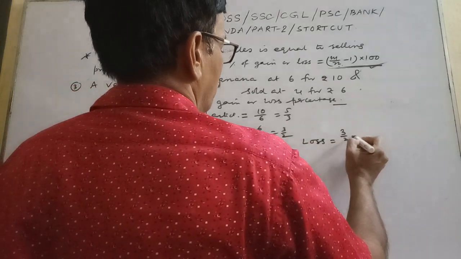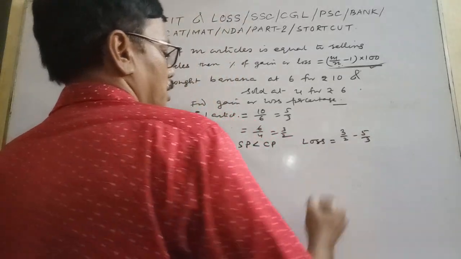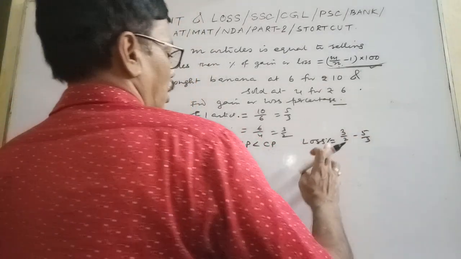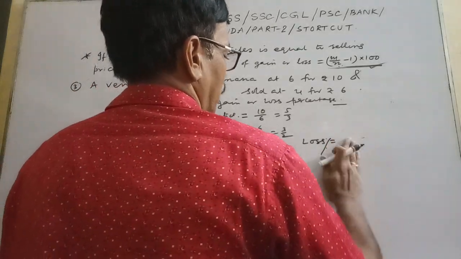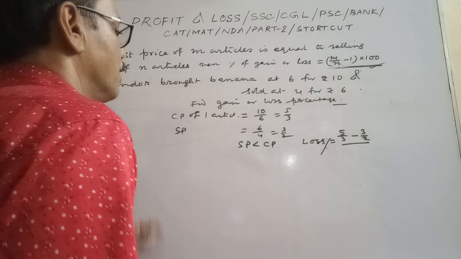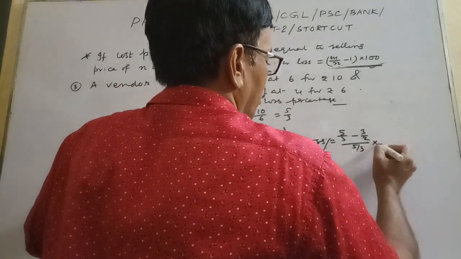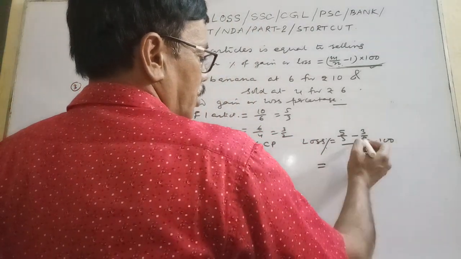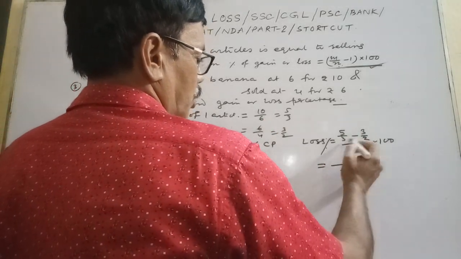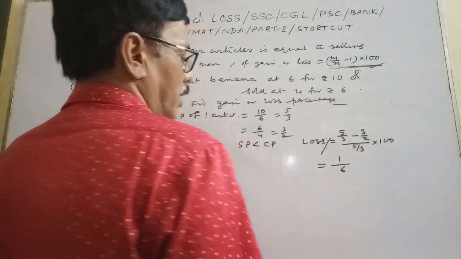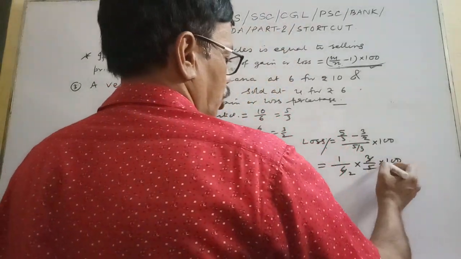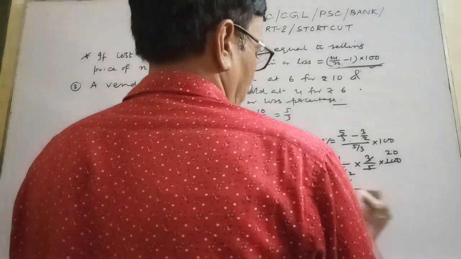So loss equals 5 by 3 minus 3 by 2. What is the loss percentage? CP minus SP by CP into 100, that is 5 by 3 minus 3 by 2 by CP, CP is 5 by 3, into 100. Now this is 5 by 3 and this is 3 by 2. So, with LCM 6, 10 minus 9. So 1 by 6 into 3 by 5 into 100. So this is 2 and this is 20. So 10%.